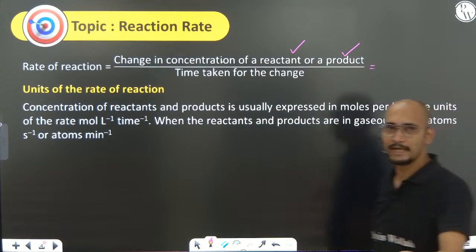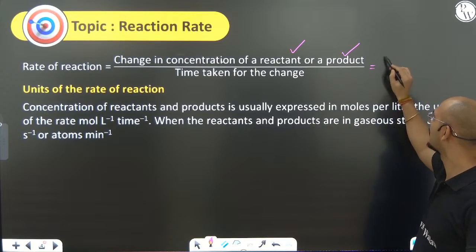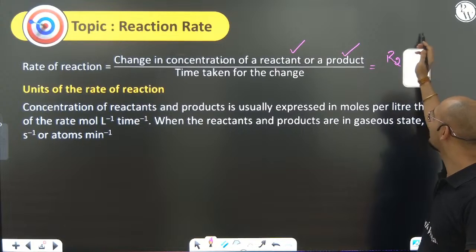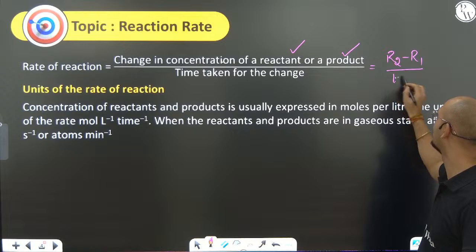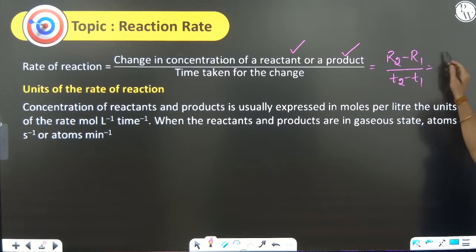Now everyone knows that. How can we say change in concentration of reactant? We can say concentration of the reactant at a later time t2 minus that at time t1, divided by t2 minus t1. Or we can also say it as P2 minus P1 divided by t2 minus t1. What is this?